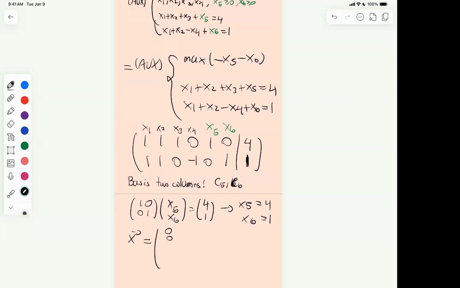So the basic solution to this system that we start the simplex method with is this. This is the solution where we start the simplex method, the basic solution that starts the simplex method for the auxiliary system.